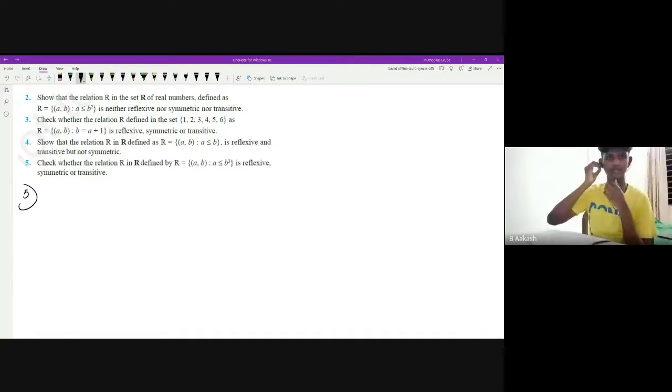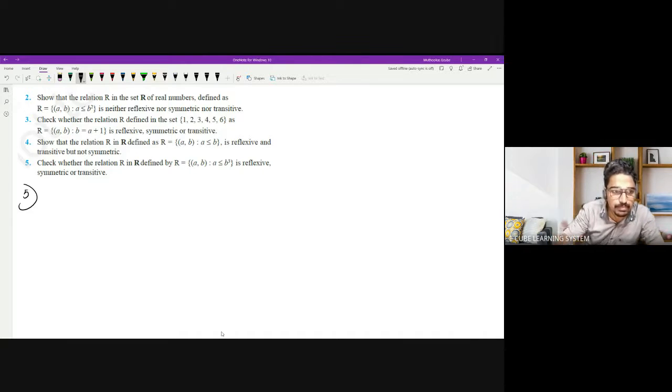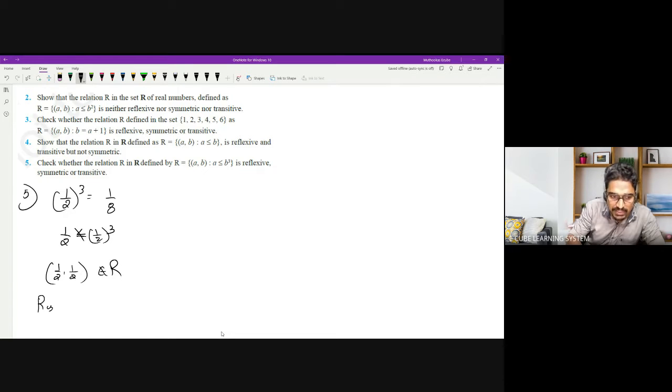No, sir. It is real numbers, like 1/2. Absolutely. 1/2 cubed is 1/8. 1/2 is not less than or equal to 1/2 cubed. So 1/2 will not belong to our relation. R is not reflexive.